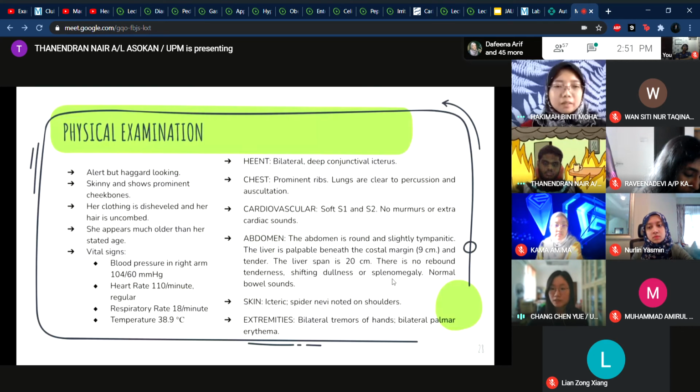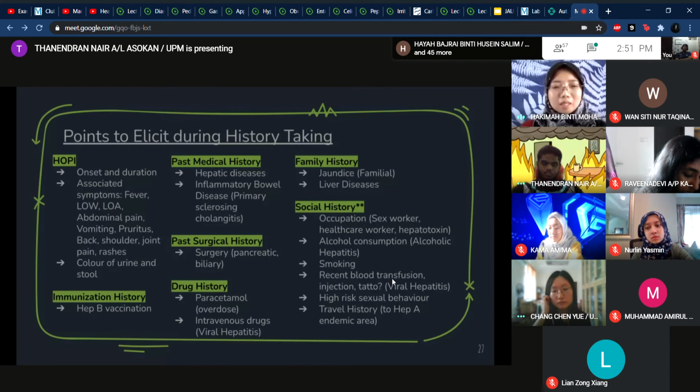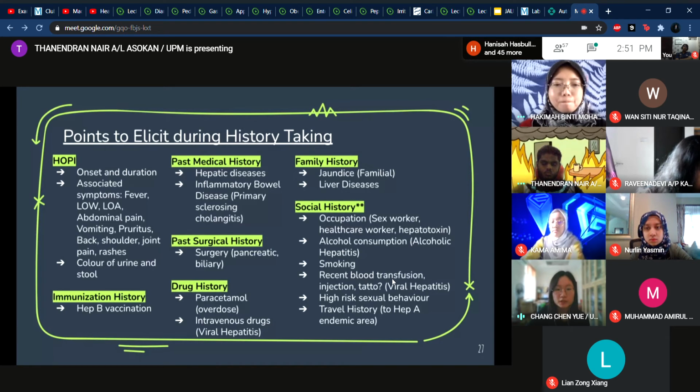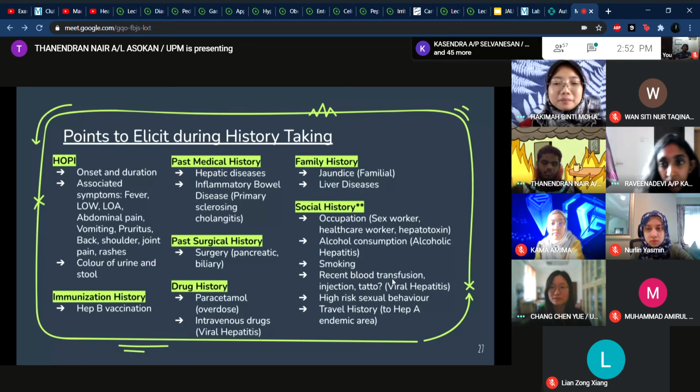Sorry, Chang. Yes, Doctor. Keep that slide. Okay, so apart from those two drugs, what other drugs should you ask? Apart from paracetamol and intravenous drugs, any drugs that may lead to liver injury? Such as? I don't know. We can ask for anti-malarials, to see if got any hemolysis or not.